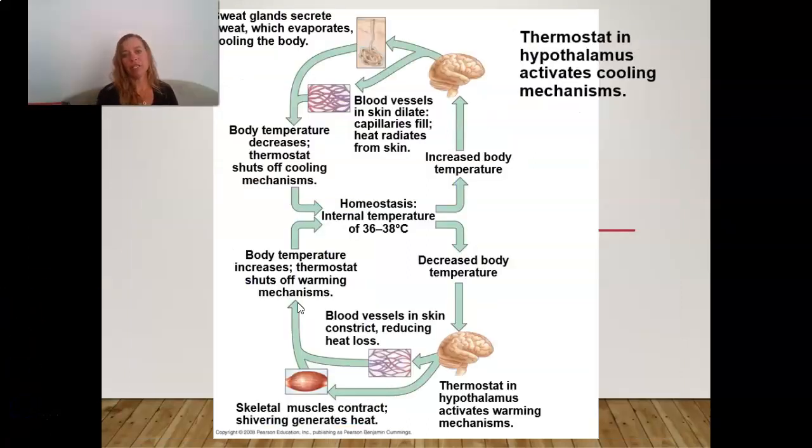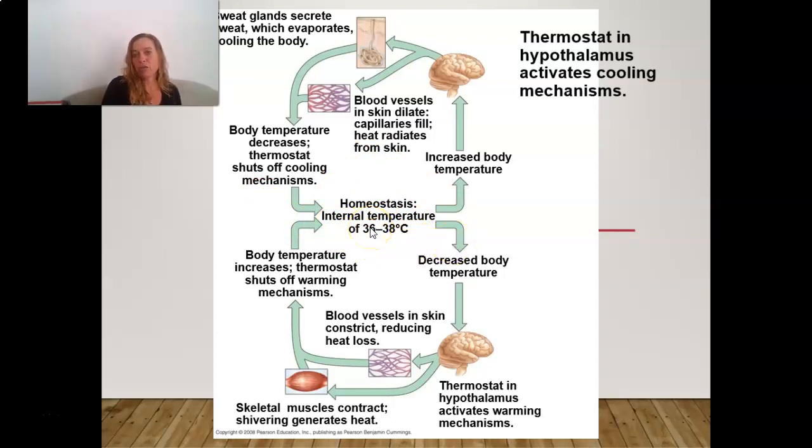But let's look at how humans are going to take care of this homeostasis of temperature, right? So we're trying to maintain a stable set of internal conditions. We want to stay at our normal body temperature. So let's say you're at 36 to 38 degrees Celsius, you start to run, you're warming up. What's going to happen? Your sweat glands are going to secrete sweat, which evaporates, cooling the body. Your blood vessels in your skin are going to dilate, or they're going to get larger. Capillaries are going to fill, and your blood vessels are going to actually move closer up to the surface of your skin. That allows the blood to be exposed to that now cooling skin. And so hopefully your body temperature is going to decrease and you're going to go back into homeostasis, right?